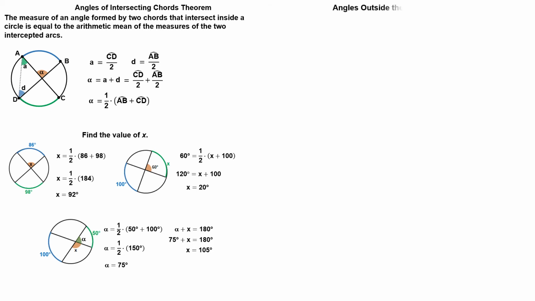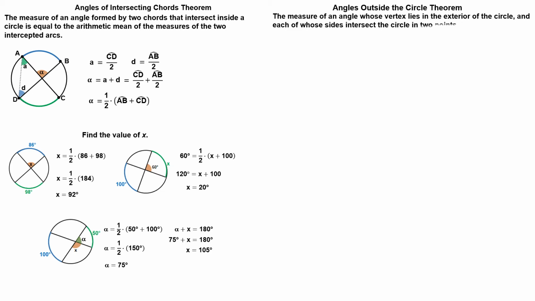Angles outside the circle theorem. This theorem states that the measure of an angle whose vertex lies in the exterior of the circle, and each of whose sides intersect the circle in 2 points, is equal to half the difference of the angle measures of its larger and smaller intercepted arcs.